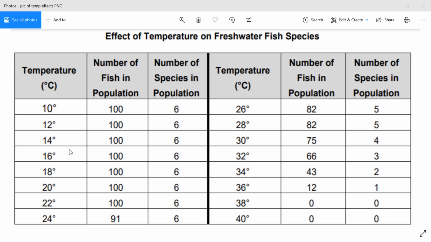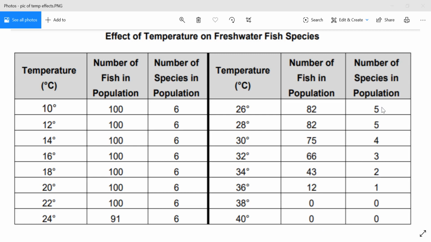And we saw that from 10 degrees to 22 degrees, we have a really strong population of fish. We have multiple species. Everything's looking good. We hit 24 degrees C and we saw a drop off in the population numbers. As the water warmed up every couple of degrees, you see a pretty dramatic drop off, especially from 28 to 40. We go from 82 to 75, 66, 43, and then from 34 to 36, forget about it. It's 43 to 12, and then 0, 0.